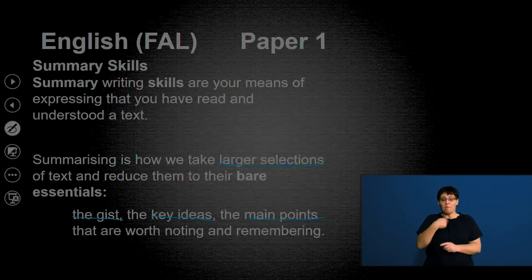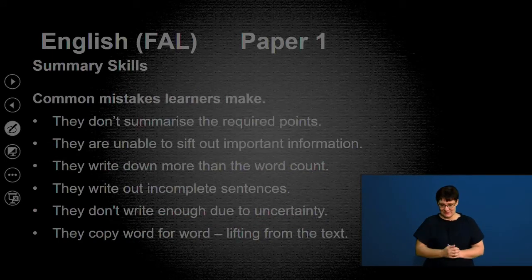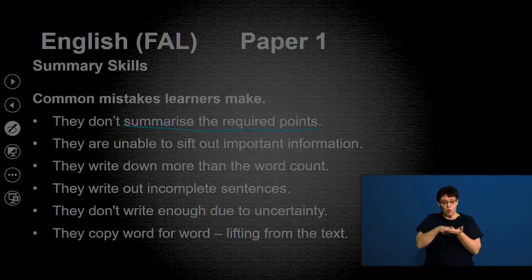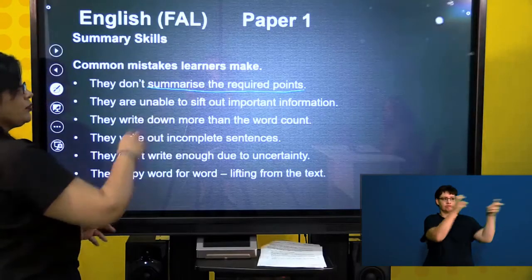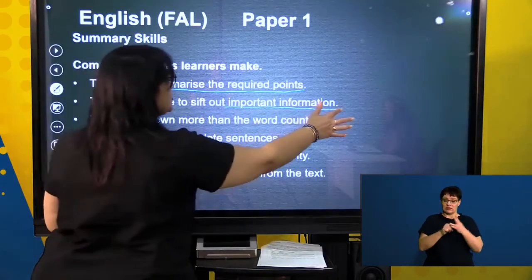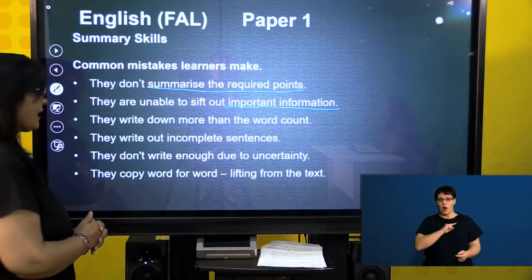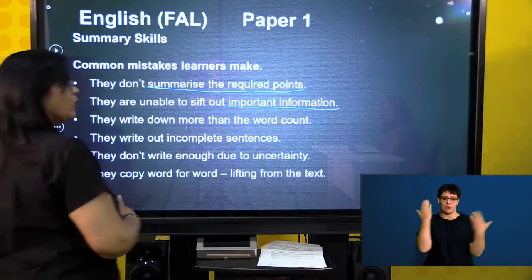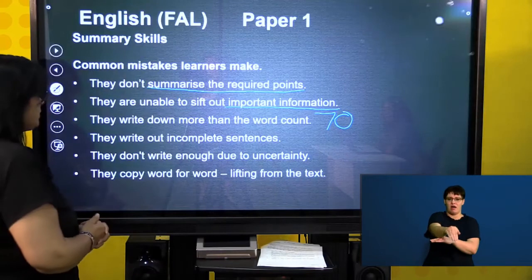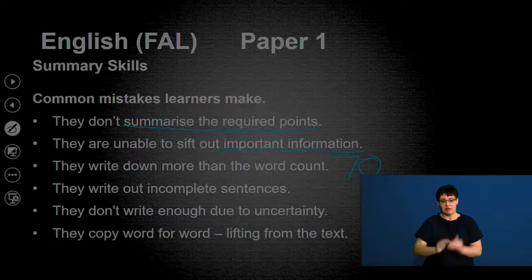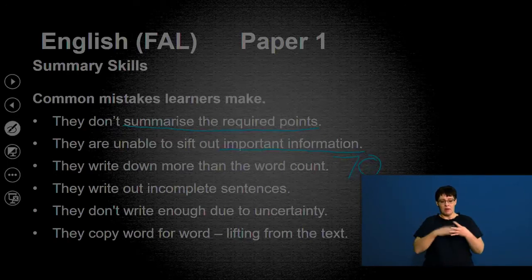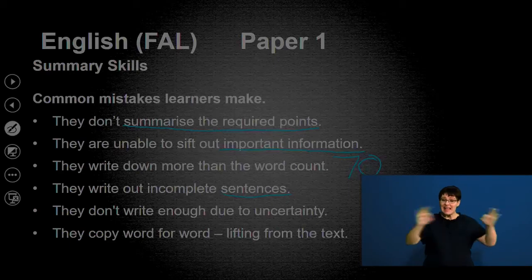as a response. So, common mistakes learners make: they don't summarize the required points. This can be a huge problem because it means you're not answering the question. They are unable to sift out important points, which means they're not focusing on the task at hand. They write down more than the word count. Remember, 70 words is our maximum in this section, so we must not exceed that. They write out incomplete sentences. As much as we are requested to respond in point form, we must have complete sentences in this section.